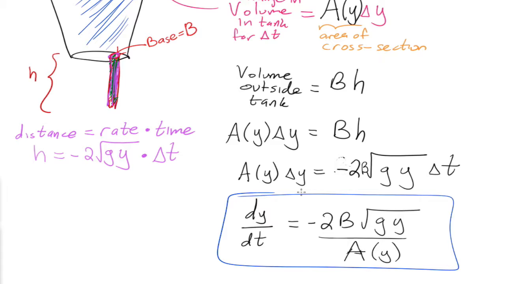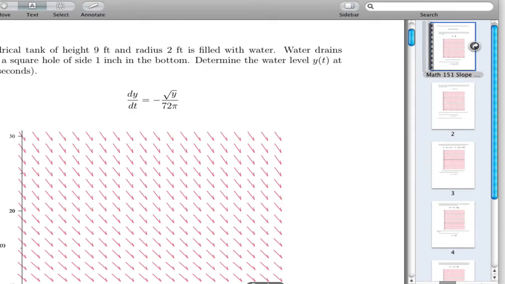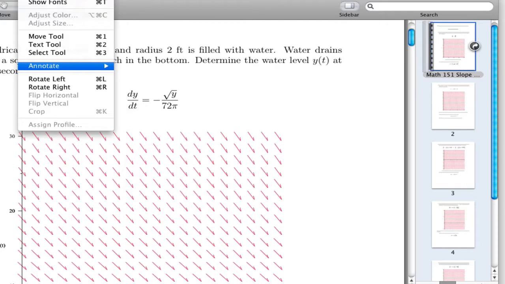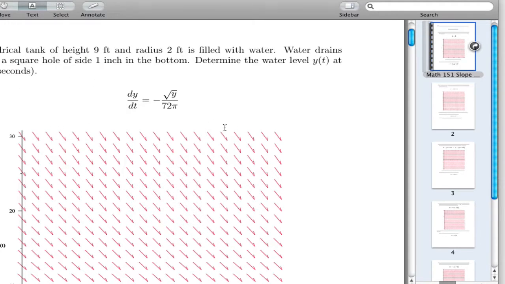Okay, so why don't we do the problem that we just had a second ago. So we have a cylindrical tank. This is actually kind of an easy one, but that's okay. Was there a dt at the end of the...? No, we moved it over to the left. So we have a cylindrical tank, height is 9 feet, radius 2 feet, filled with water, and the square hole is 1 inch at the bottom. And so we'll verify this formula that we have right there.